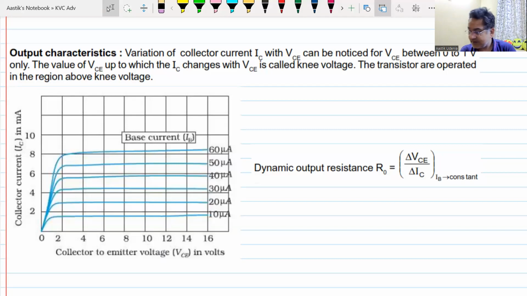Then we move on to the output characteristics. To find out the output characteristic, we keep the base current, which is the input current, constant at different input currents. Keeping it constant, we plot a graph between the output current IC and the output voltage VCE. The change in the value of output voltage by the change in the value of output current is known as dynamic output resistance. Do we understand this? Yes, sir. Draw the graph.